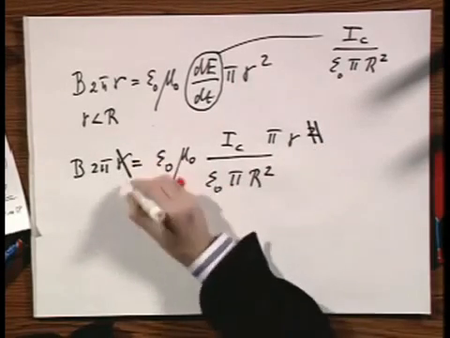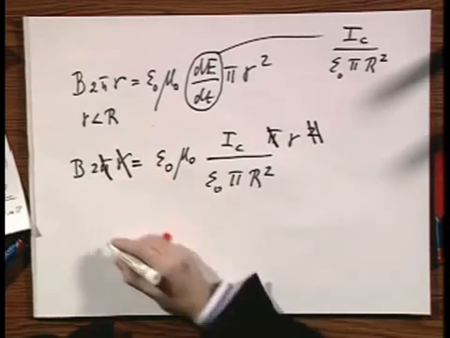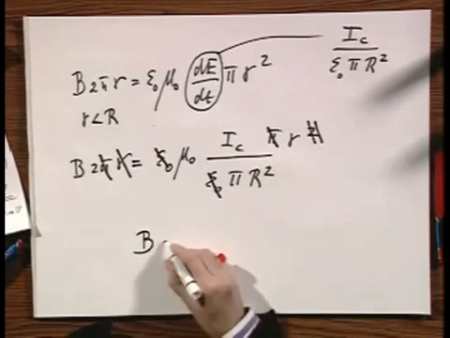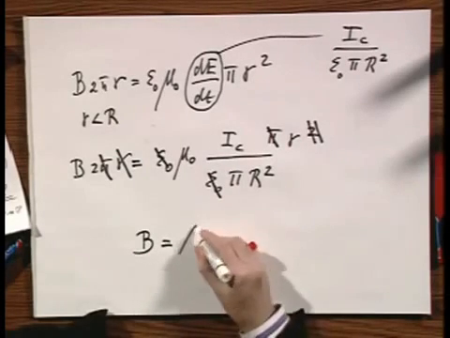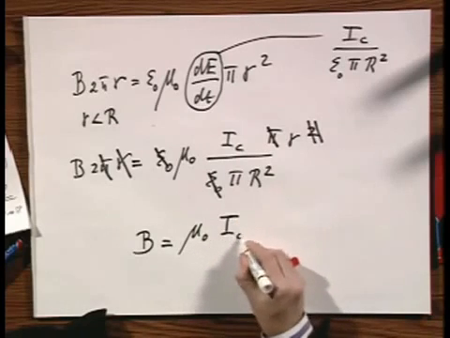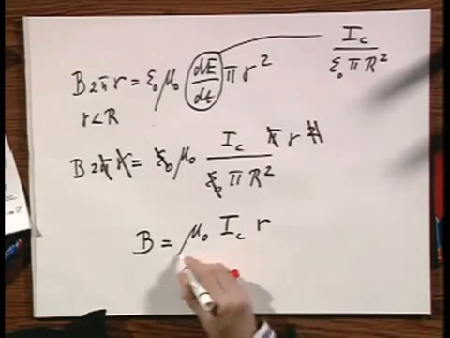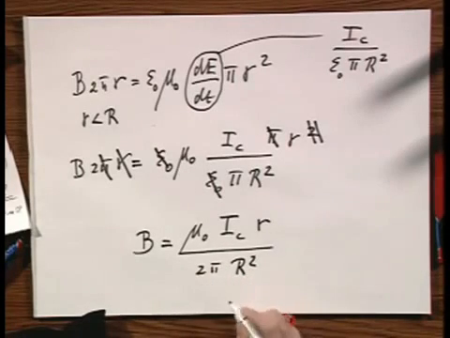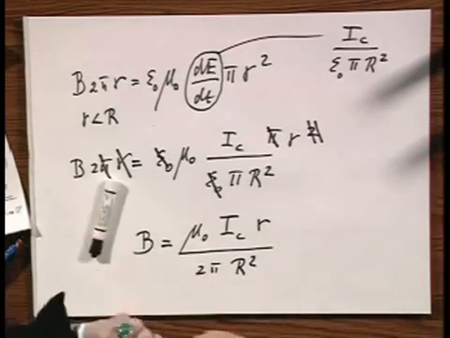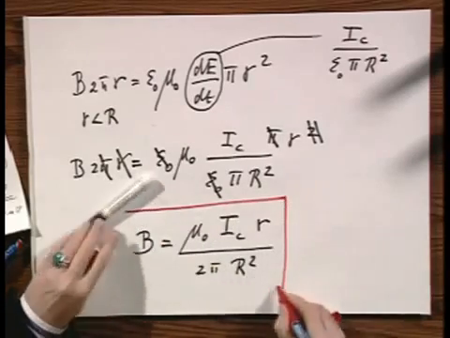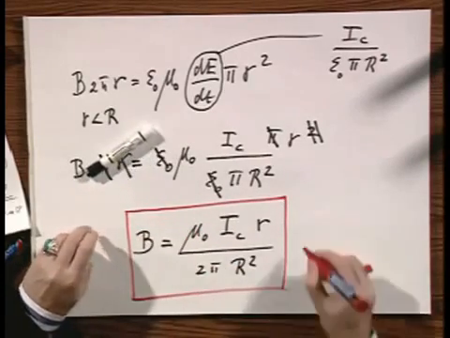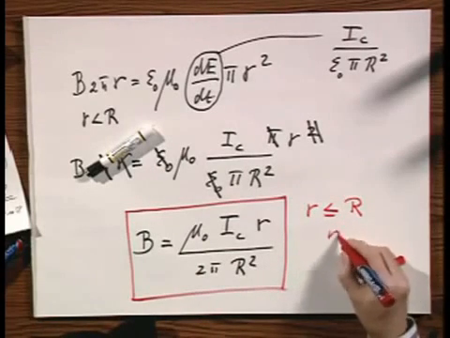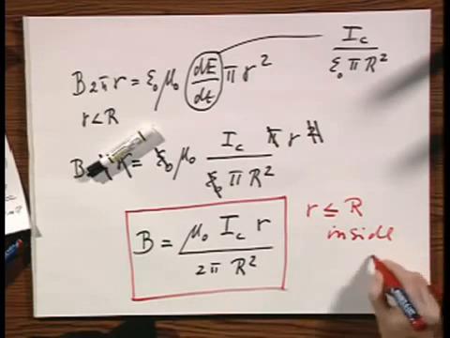This r vanishes. I lose a pi. I lose an epsilon 0. And I find that inside the capacitor, B equals mu 0 times the conduction current times r divided by 2 pi capital R squared, the surface area of the plates of the capacitor. And what you see here, this by the way only holds when r is smaller or equal than R, and it is inside the capacitor.